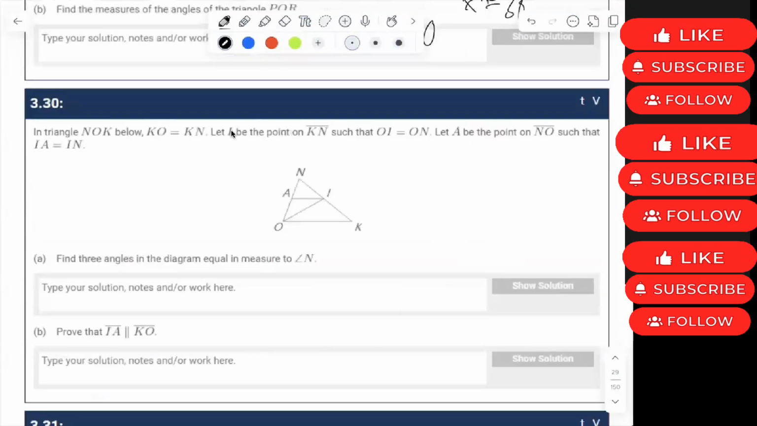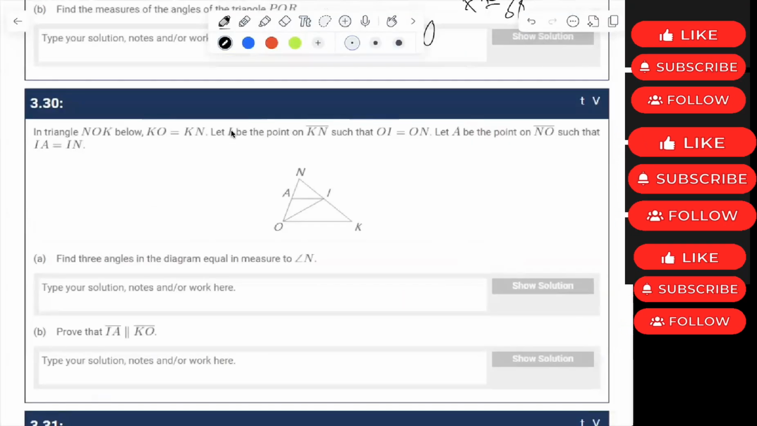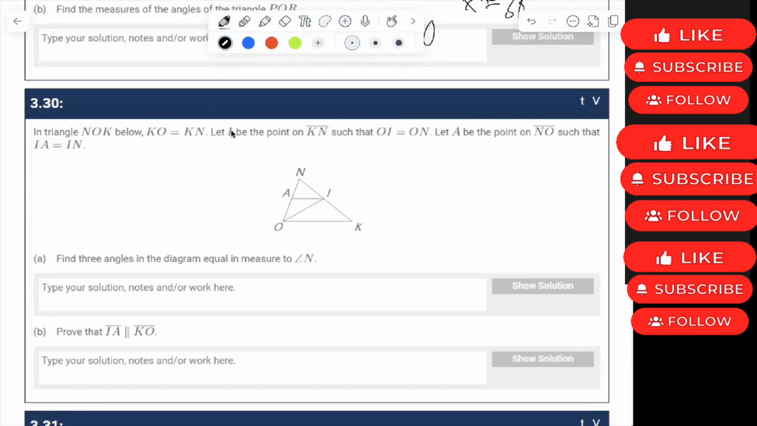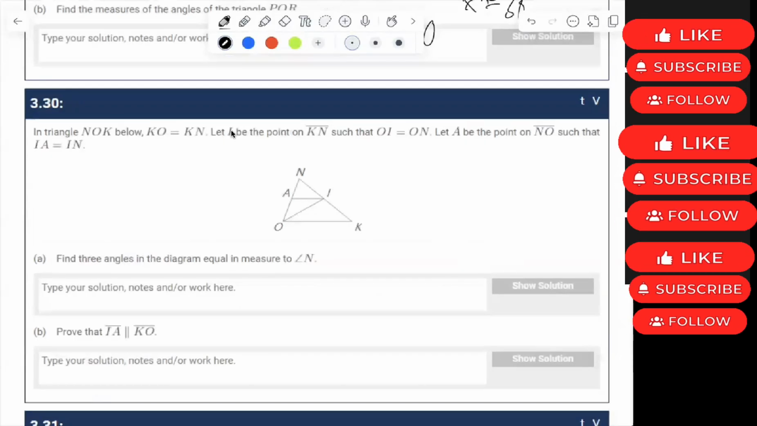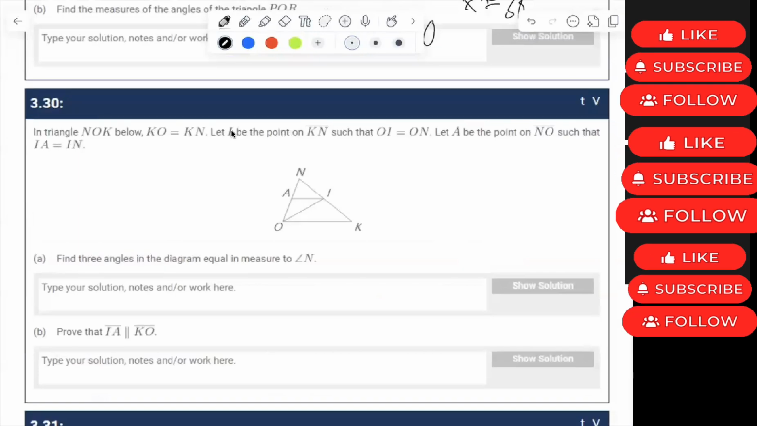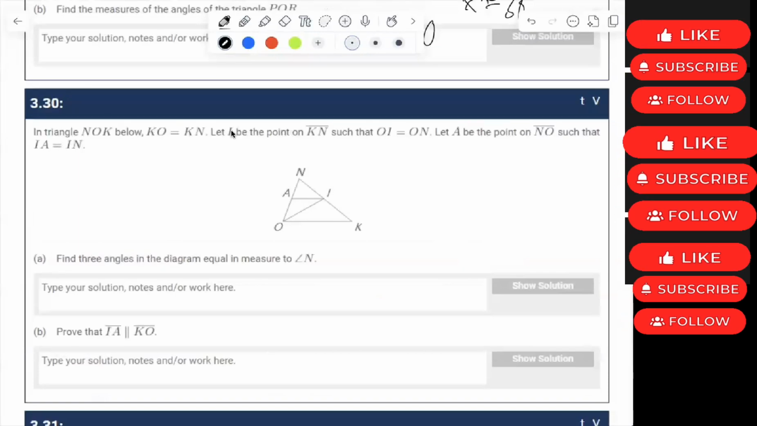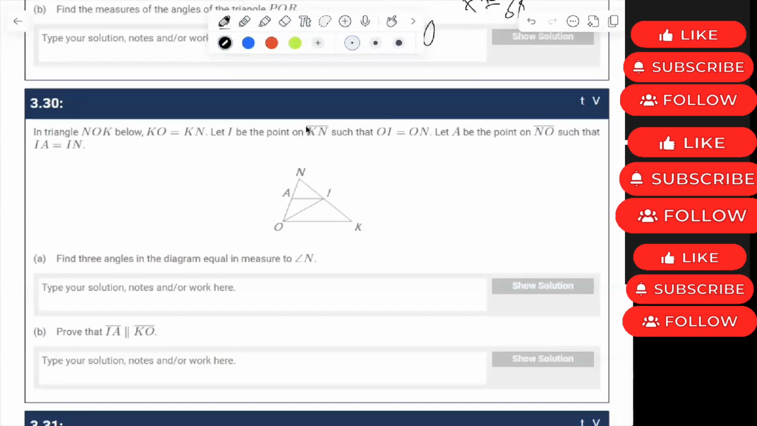All right. Now let's move to 3.30. In triangle NOK, KO is equal to KN. Let I be the point on KN such that OI is equal to ON. Let A be the point on NO such that IA is equal to IN. Find the three angles in the diagram equal in measure to N. I'll let you try this question and tell me in chat.